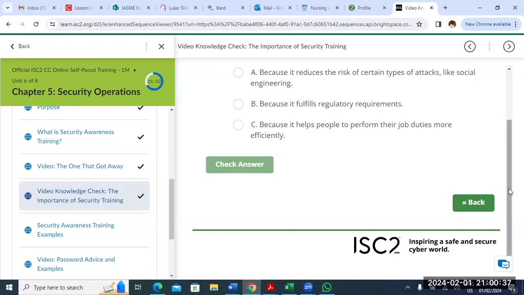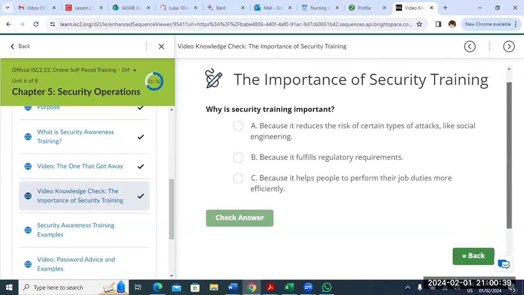So these are some of the questions. Why is security training important? Because it reduces the risk of certain types of attack, like social engineering, because it fulfills regulatory requirements, and because it helps people to perform their job duty more efficiently. Which one is the correct answer here?